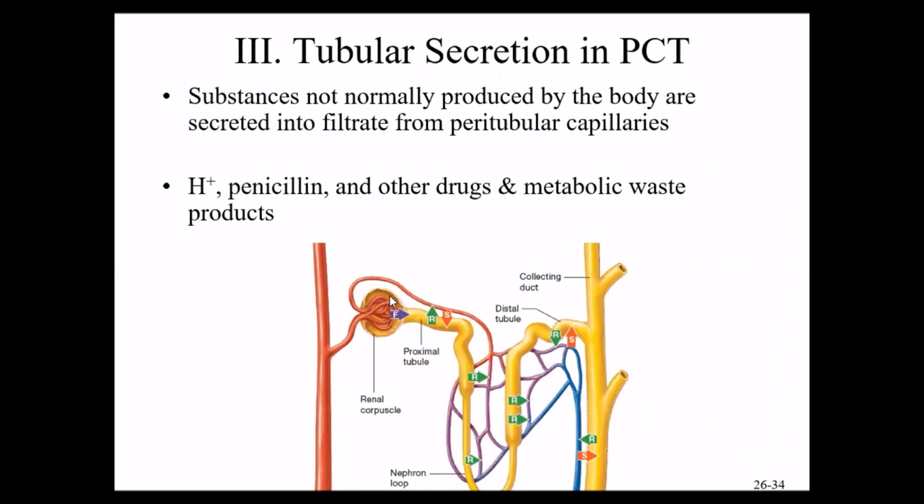Now, step 3 in excretion is tubular secretion. I just want to mention a few things about this. First of all, the definition: substances not normally produced by the body are secreted into the filtrate from some of the capillaries that are surrounding the tubes. Those are called peritubular capillaries.